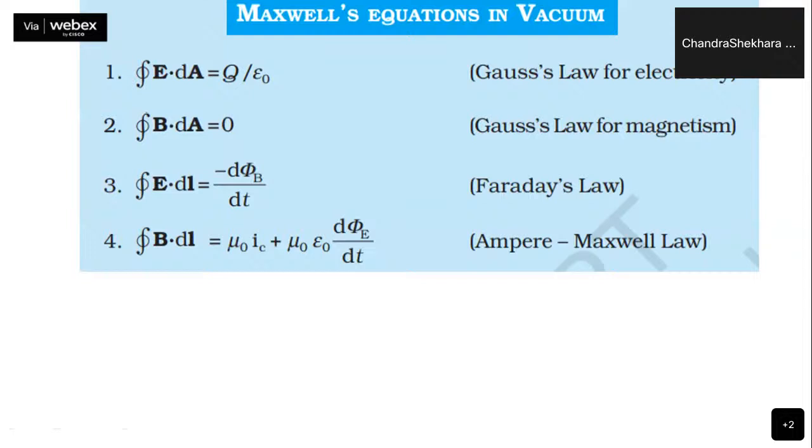Similarly, the fourth equation: the line integral over a closed loop of B dot dl is equal to mu naught times IC plus mu naught epsilon naught d phi by dt. Here phi is the electric flux, mu naught is the permeability of free space, epsilon naught is the permittivity of free space, and IC is the conduction current. That is the Ampere-Maxwell law.